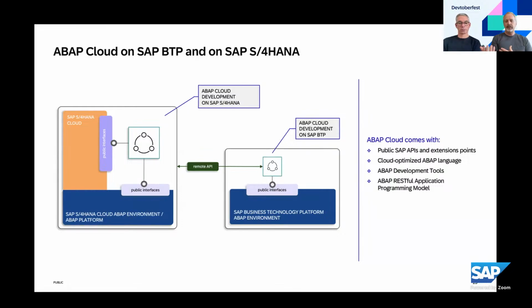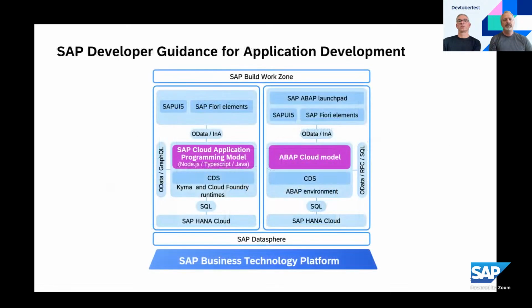And the same can be done on BTP using the same ABAP Cloud development model. The only difference is, since we are now on BTP side by side, we use remote APIs like data services from the ERP to, for example, access the sales orders. Good. So much about ABAP Cloud. And now we go back to the SAP Business Technology Platform.